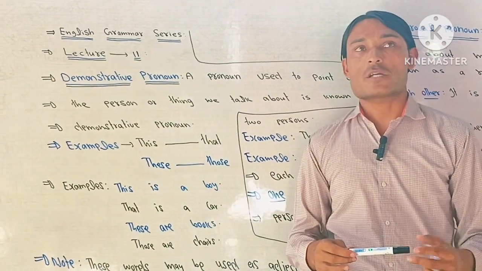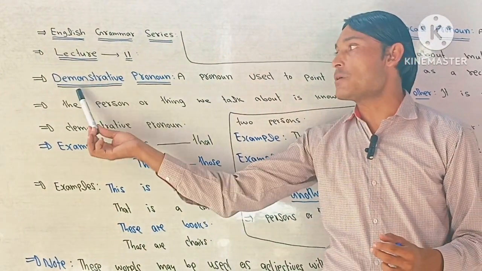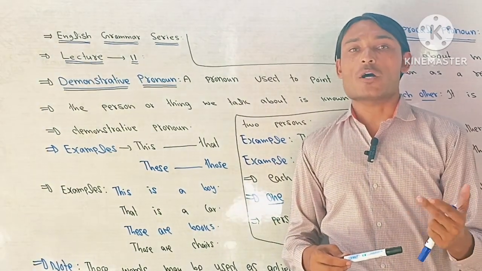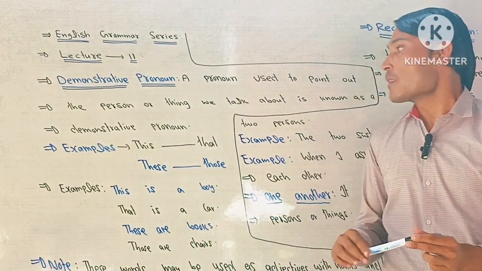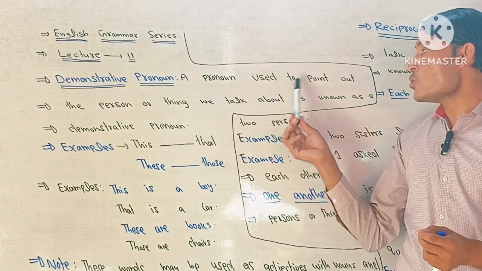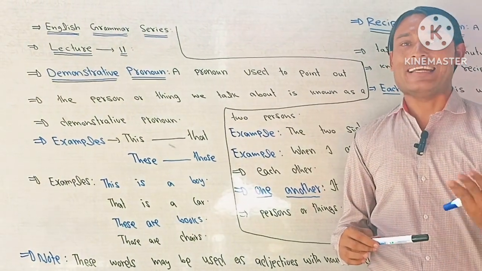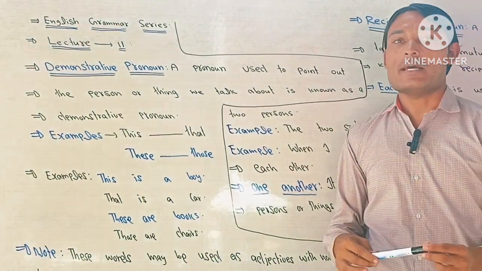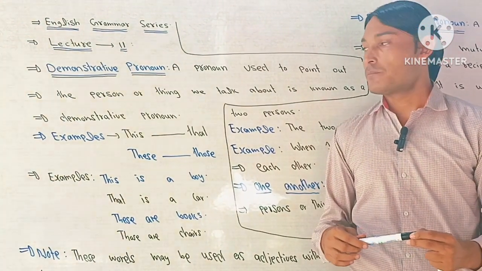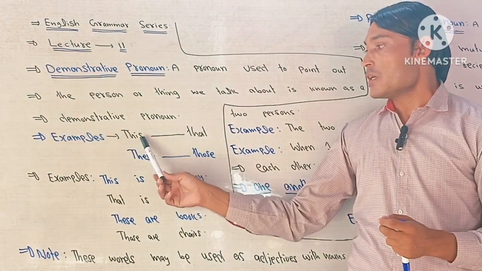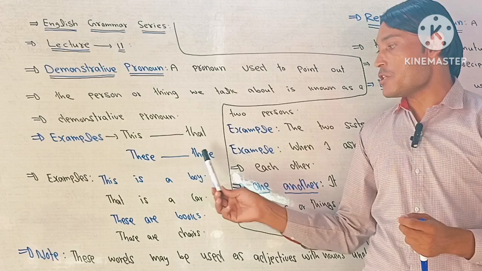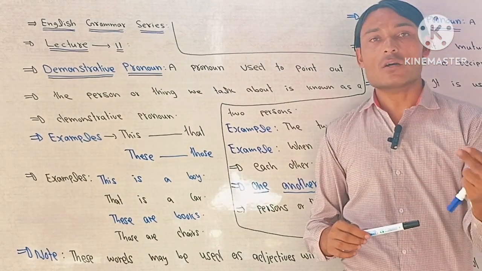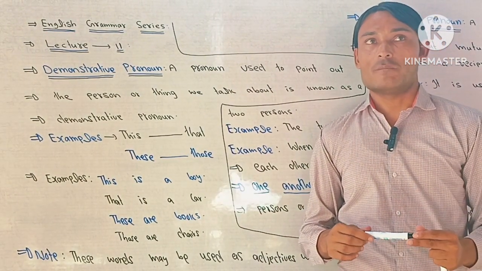What does demonstrative pronoun mean? The word demonstrate means point out, or as we call it, indicate. A pronoun used to point out a person or thing we talk about is known as a demonstrative pronoun. Examples: this, that, these, those. They are called demonstrative pronouns.